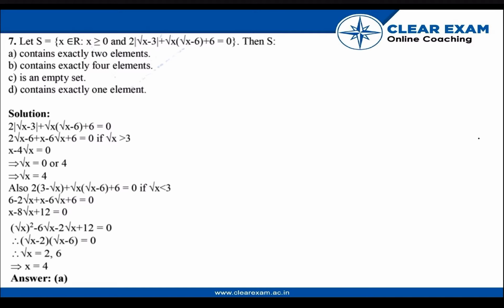Let S be a relation, x belongs to R, where x is greater than or equal to 0, and we're given this equation. So first let's take a look at this equation: 2 modulus of (root x minus 3) plus root x (root x minus 6) plus 6 equals 0. So we have to find how many elements the relation S can contain.